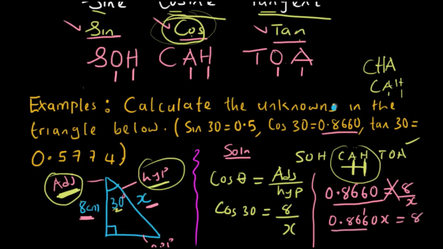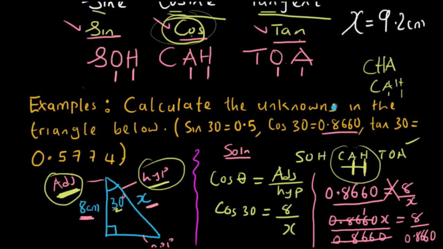To find x, we divide both sides by 0.8660. 0.8660 cancels 0.8660, so we are left with x. x equals 8 divided by 0.8660. That is approximately 9.2. So if I write it somewhere, x equals 9.2 centimeters. And here is our answer.